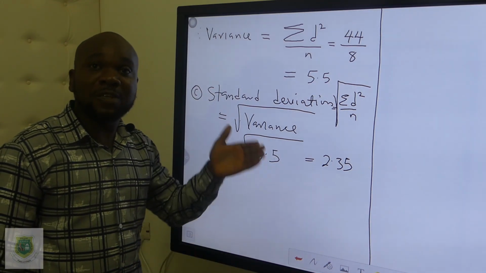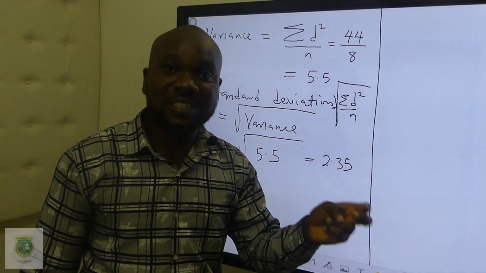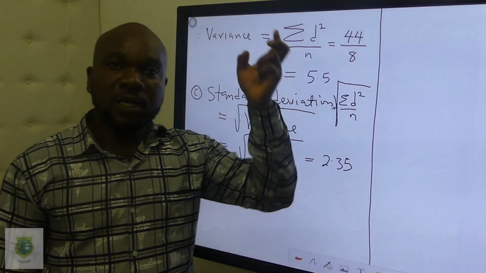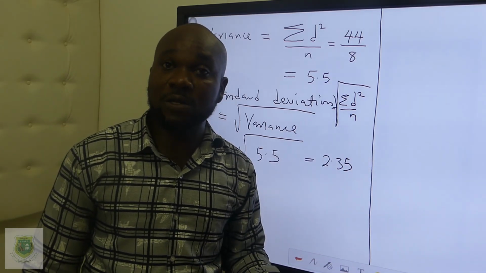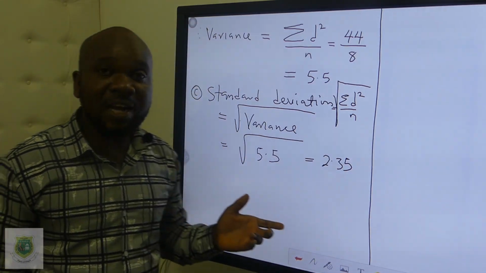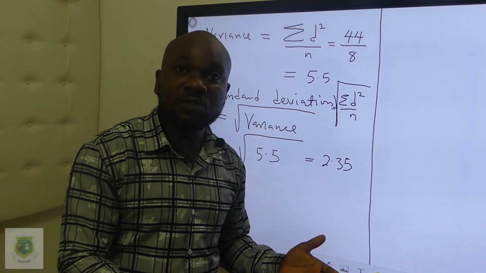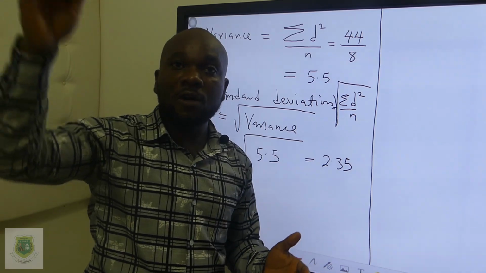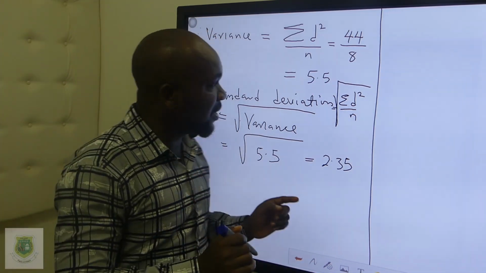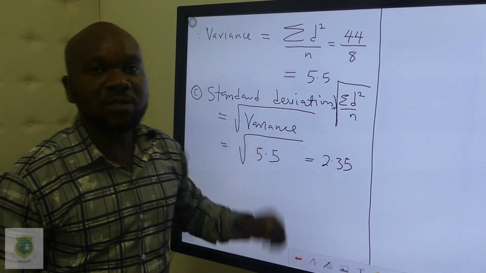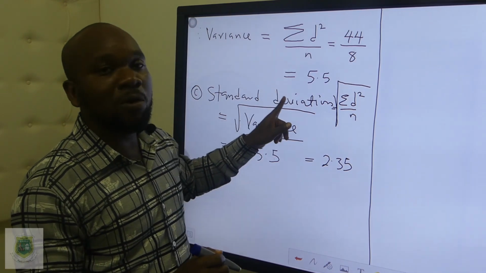So in this topic, which is the measure of dispersion, we made mention of three things: the range, the variance, and the standard deviation. We said that the range is the difference between the highest and the lowest. The variance is summation of d square all over n. Lastly, the standard deviation is the square root of the answer you got when you calculated the variance.